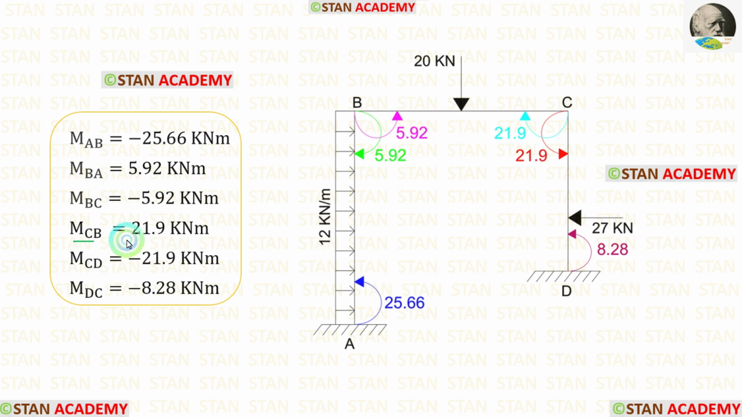For MCB, we got positive value. That means it is acting in the clockwise direction. For MCD, we got a negative value. That means it is acting in the anti-clockwise direction. For MDC also, we got a negative value. That means it is also acting in the anti-clockwise direction.